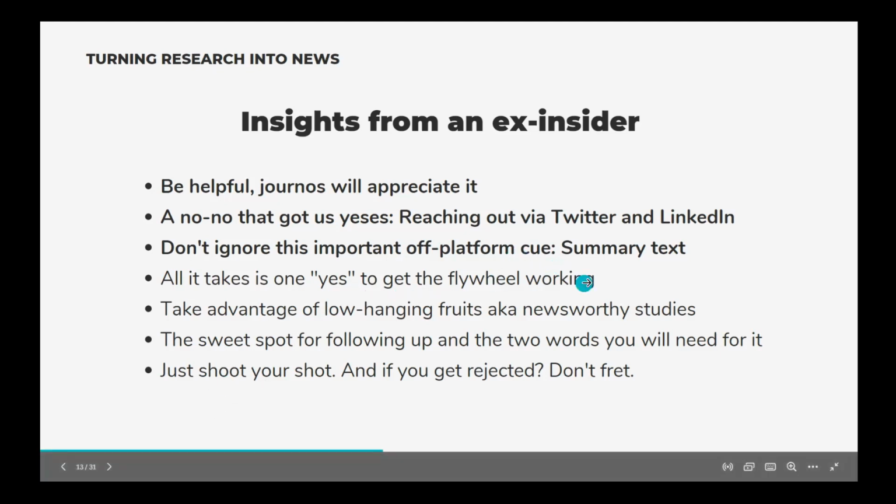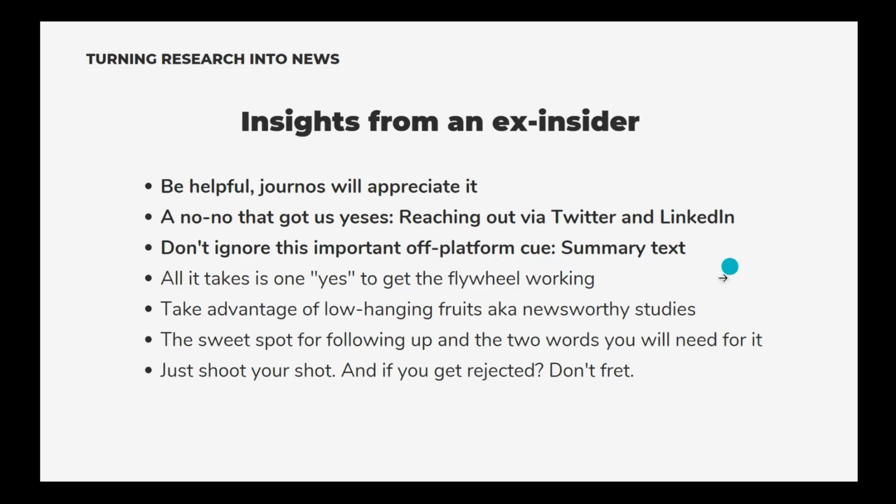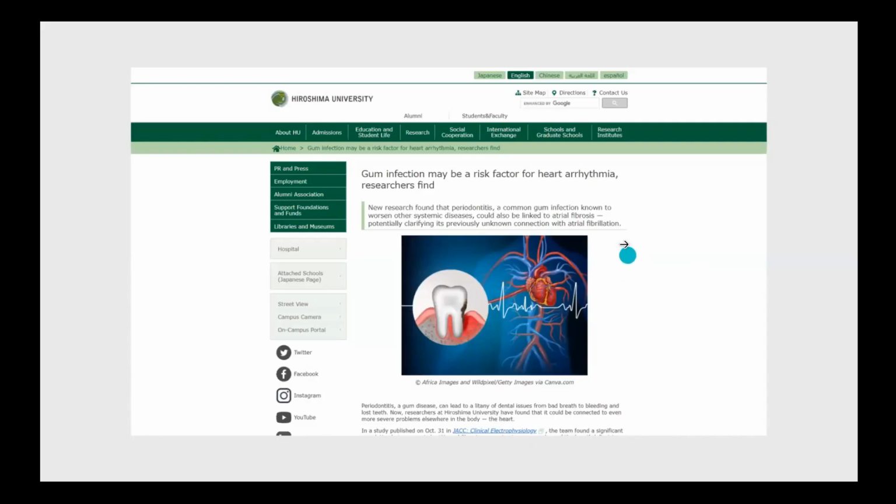And also, don't ignore this important off-platform cue. Remember before about the link? When you click that, you have to think about the summary text, this part, because it not only gives a preview of what the story will be about, but you can also use it to capture what's exciting about this study. So anything that's helpful.